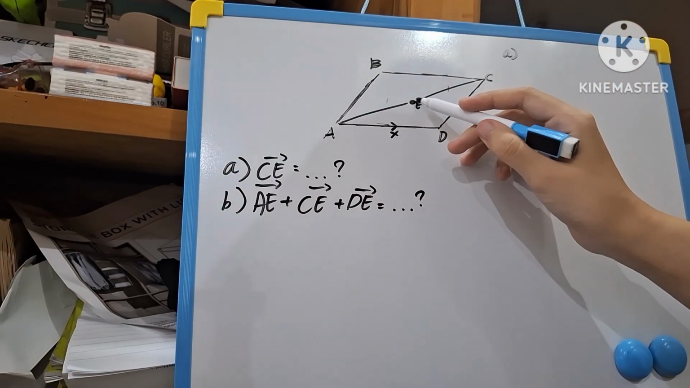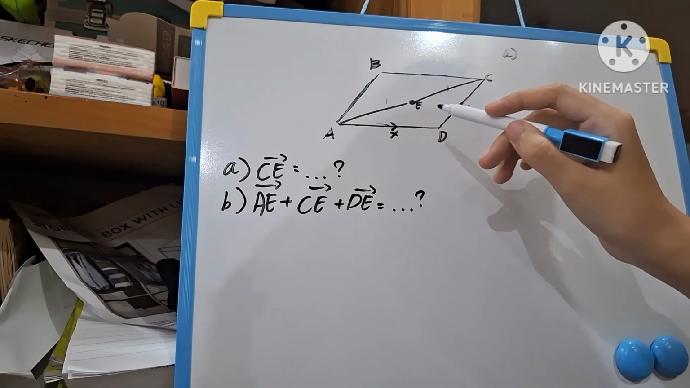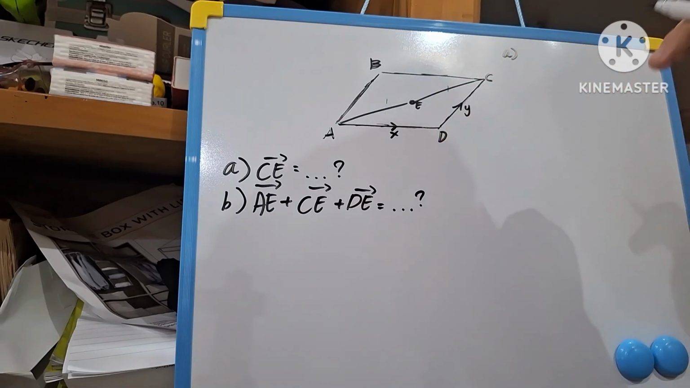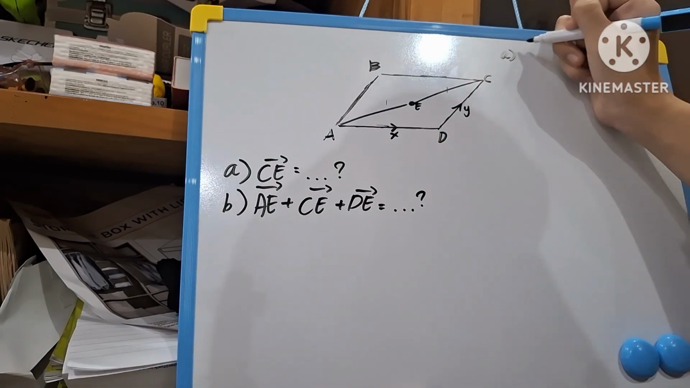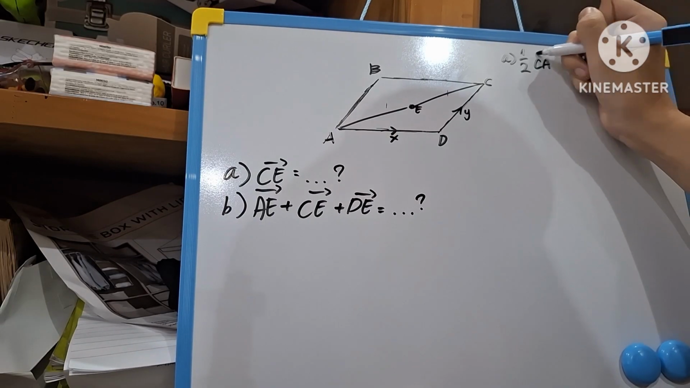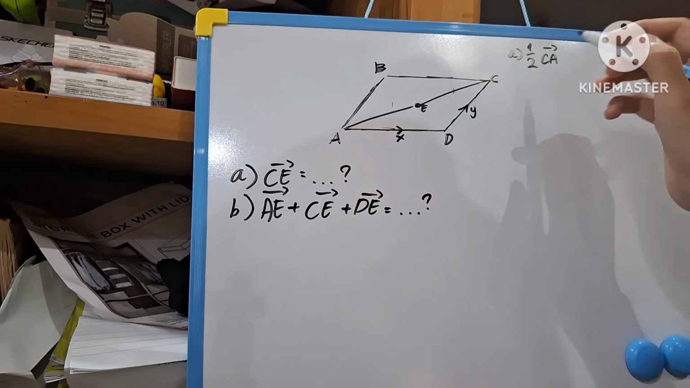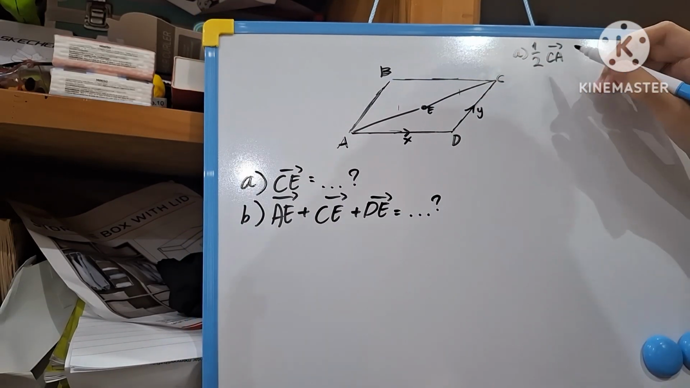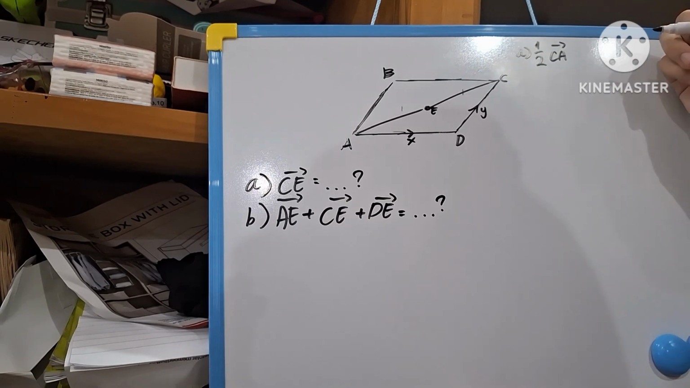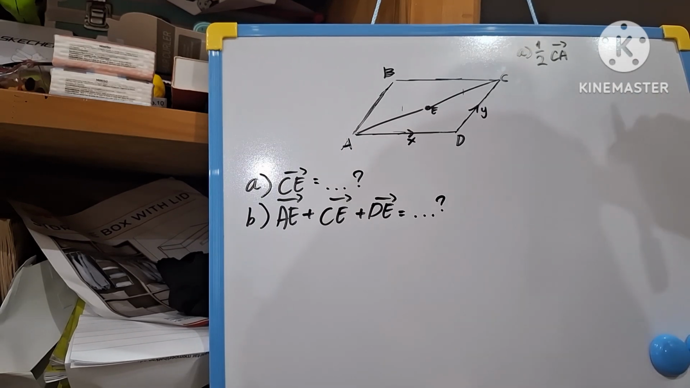This one is asking for CE, so it's asking C to E. E is the midpoint of A to C, and these are the halves. So we can just make it half of C to A. Because we're half, then we'll stop at here. So that means this equals CE.